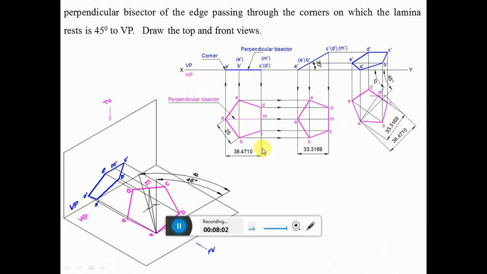Since we are writing in the top view, to measure the length from A to M, we consider any point on that 45 degree line and cut an arc on this to get this point and draw a locus. Now this length is the apparent length, which I need to transfer here. Since I don't know where the inclination is, I measure the length from A to M. With the same point as center, cut an arc on this by using the compass. You can see 33.3169 is here, and similarly 33.3169 is here also.